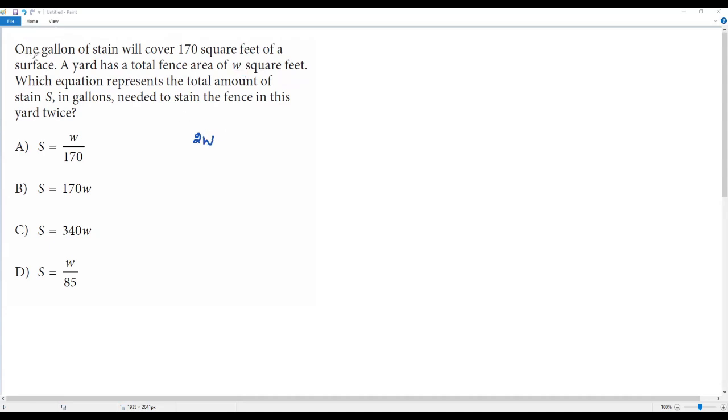Let's consider the other information. That is 1 gallon of stain will cover 170 square feet of area. Let me write the stuff over here. That is 1 gallon of stain will cover the area of 170 square feet. Now let's divide both these quantities by 170. Let me do it on the right side.